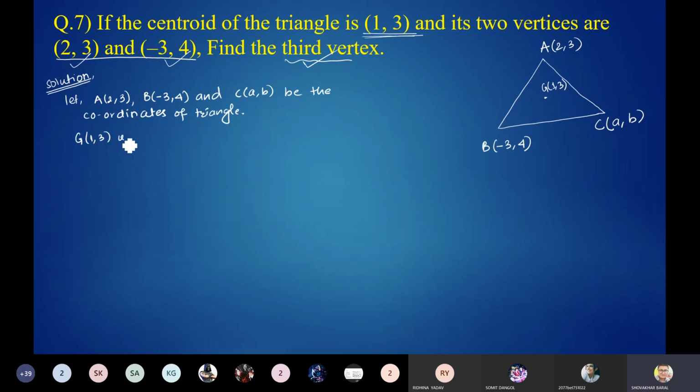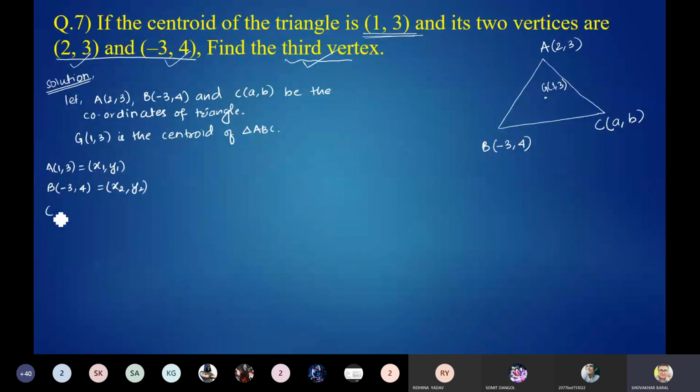G (1, 3) is the centroid of triangle ABC. So let's suppose A (2, 3) is (x1, y1), B (-3, 4) is (x2, y2), and C (a, b) is (x3, y3). And this centroid is (x, y).